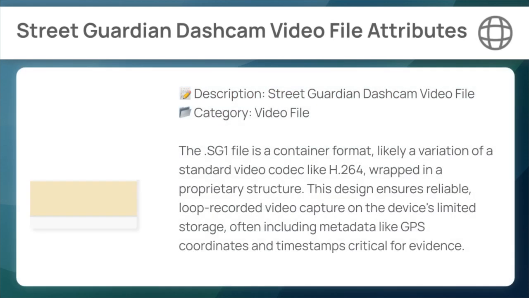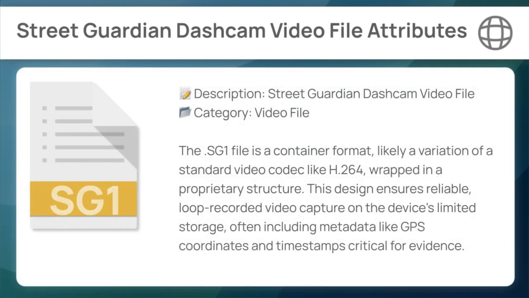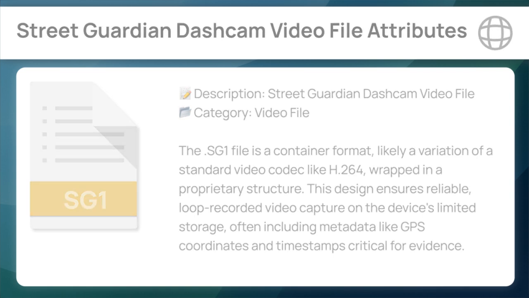The SG1 file is a container format, likely a variation of a standard video codec like H.264, wrapped in a proprietary structure. This design ensures reliable, loop-recorded video capture on the device's limited storage, often including metadata like GPS coordinates and timestamps critical for evidence.